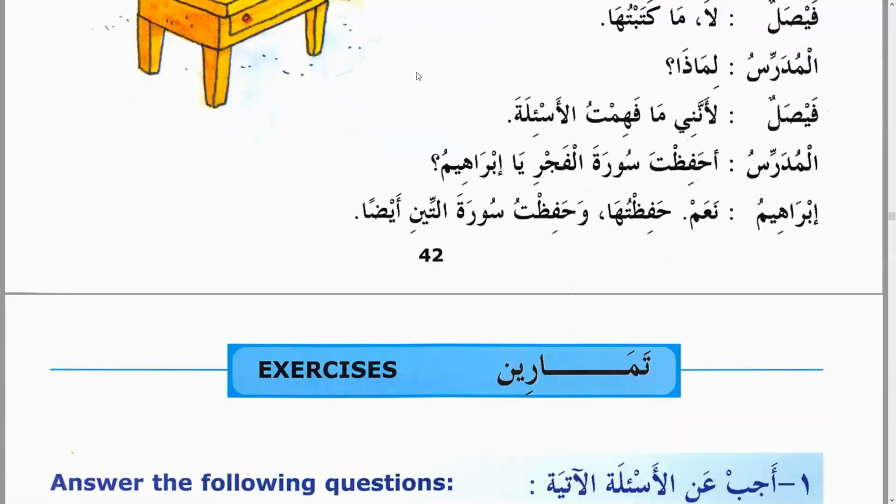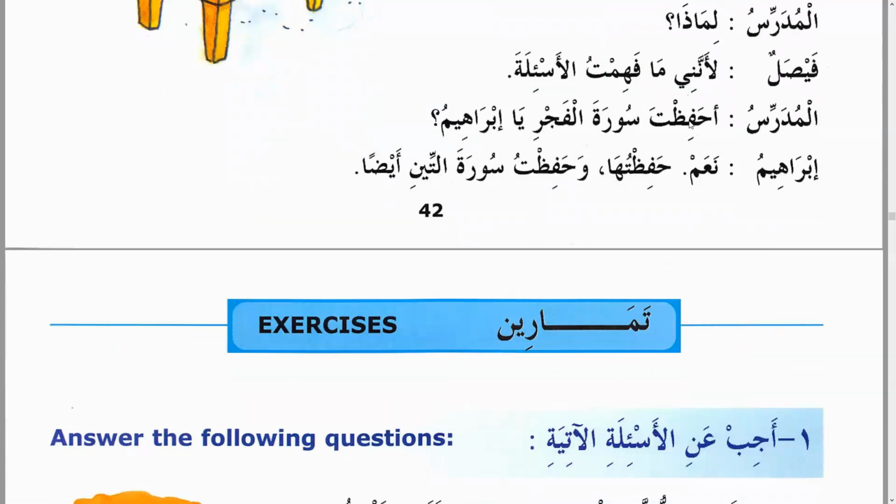So fahima is to understand, fahima, yafhamu. Next, hafida. Hafida is to memorize. Again, this is also bab samia: samia yasma'u, hafida yahfadu.